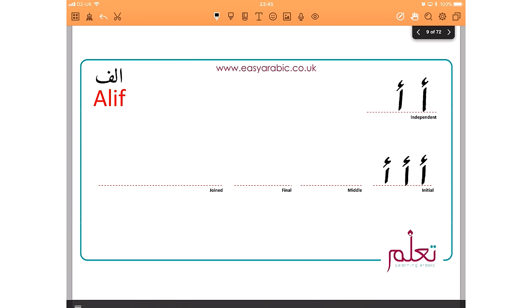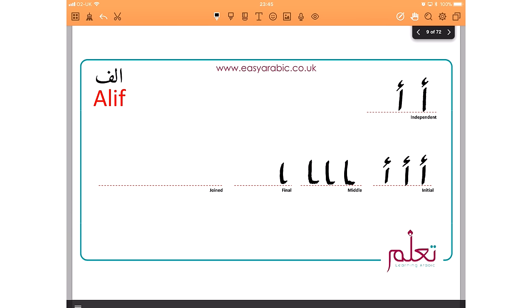When we do it in the middle, something joins onto it, so a line, and then the alif. If I do this again, alif, and again, alif. And actually the final form looks exactly the same. So we have alif.